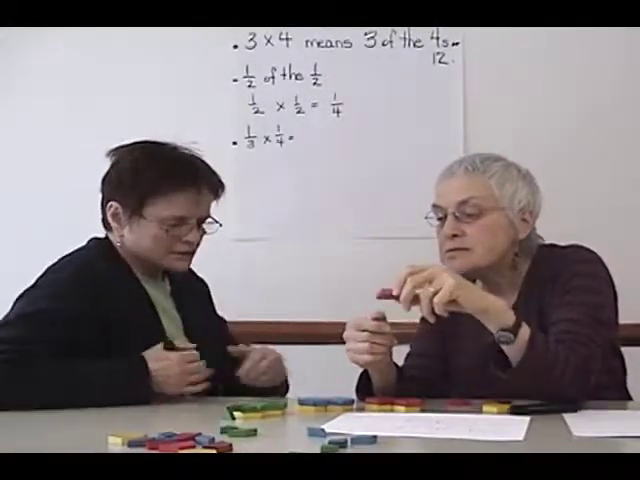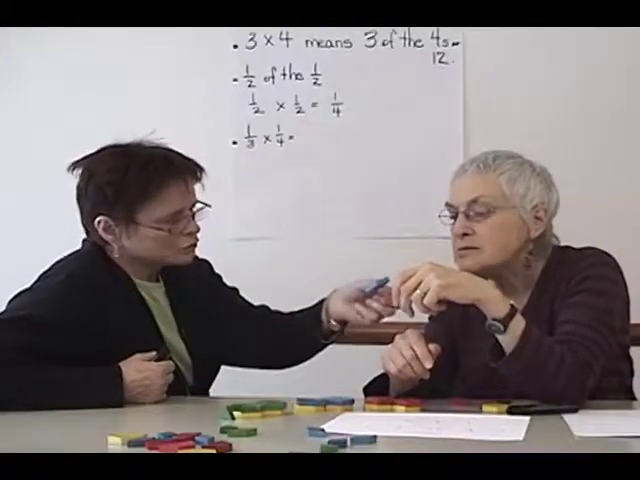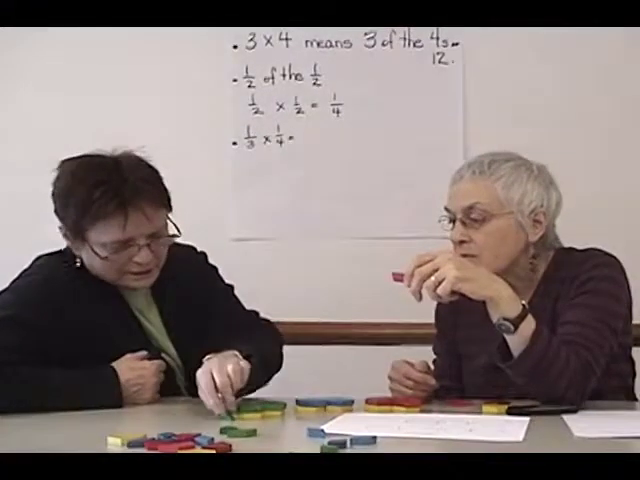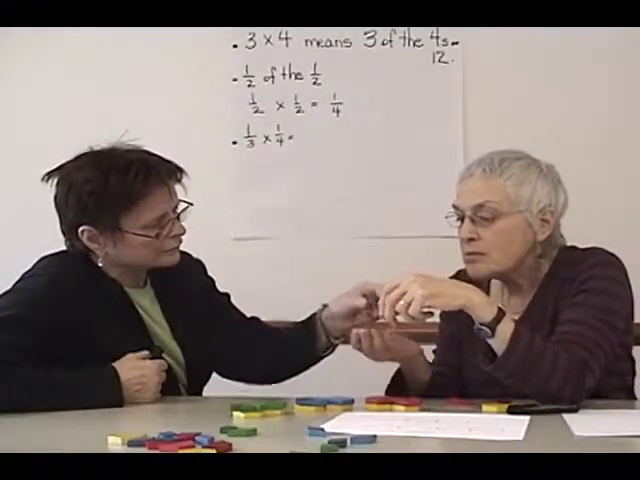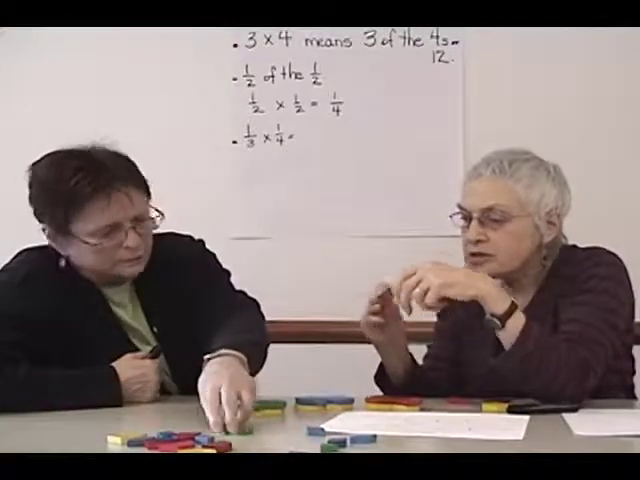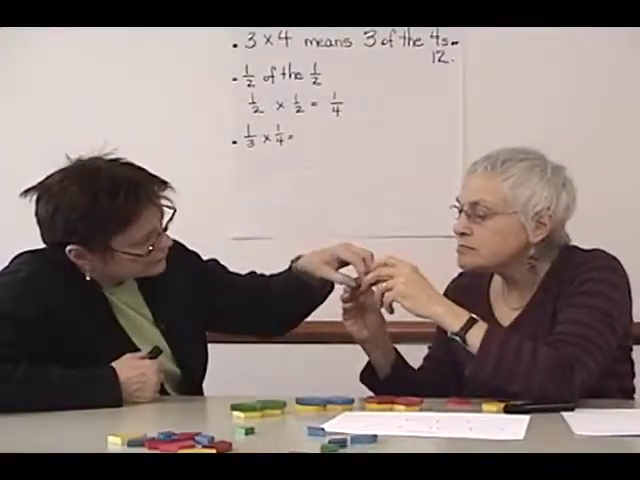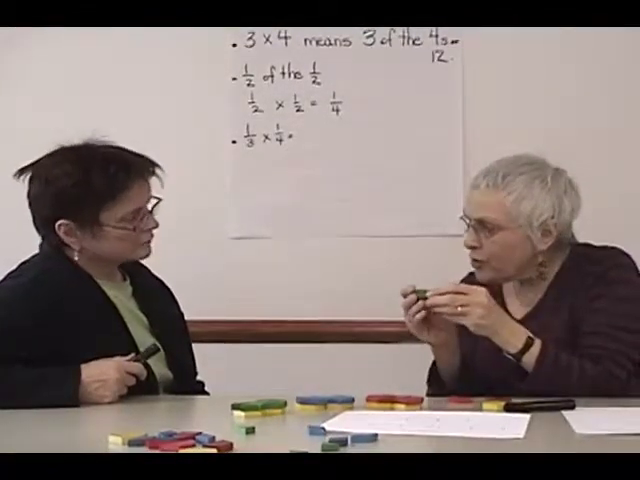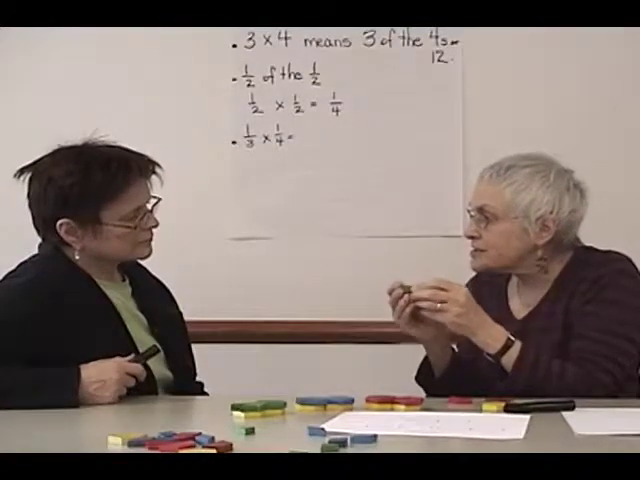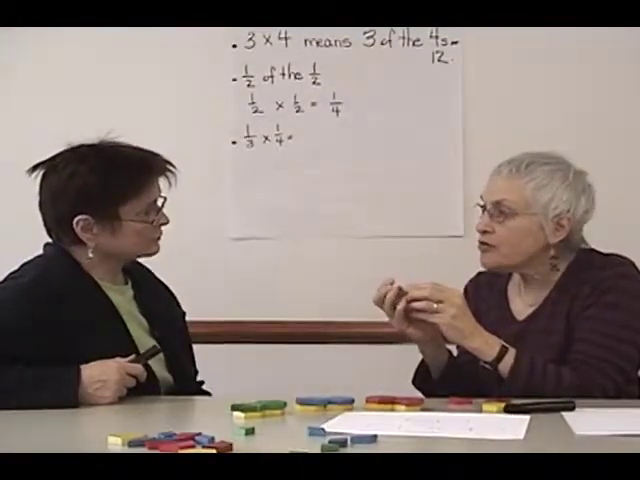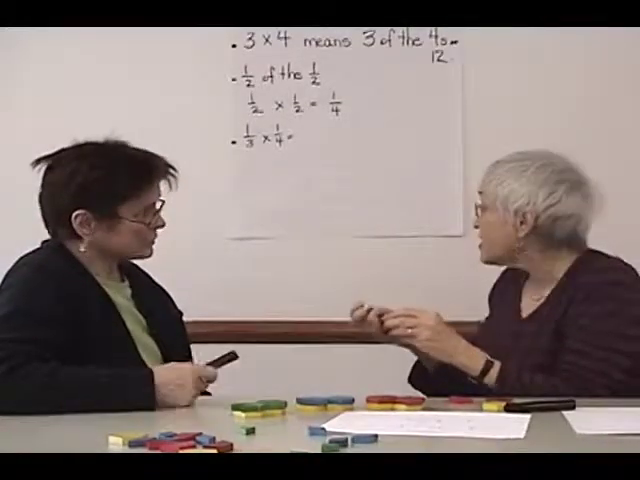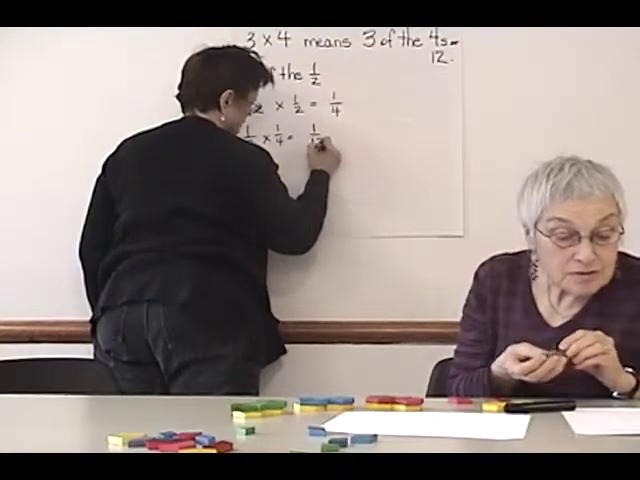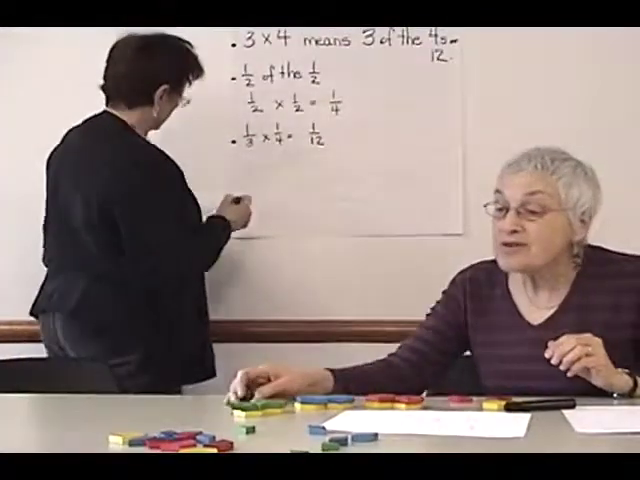Let's see. 3 blues won't fit there. So the blue is not a working one. Will 3 greens fit on there? So 3 of these triangles, let's see. Yes. So 1/3, one of the 3 equal parts of a fourth, is one of those greens, and one of those greens is called 1/12. So 1/3 of 1/4 is 1/12. Now we're going to do a hard one.